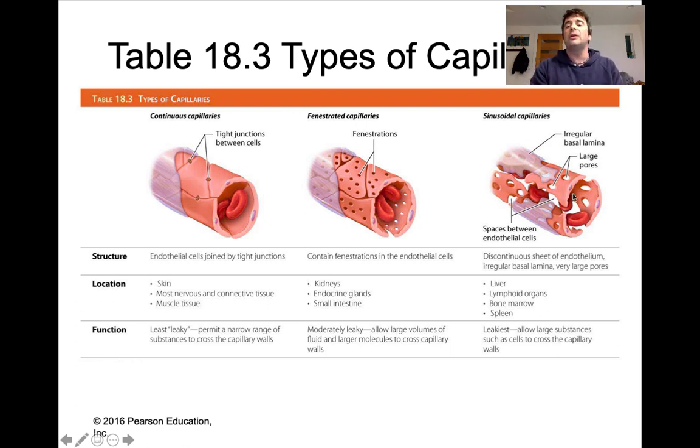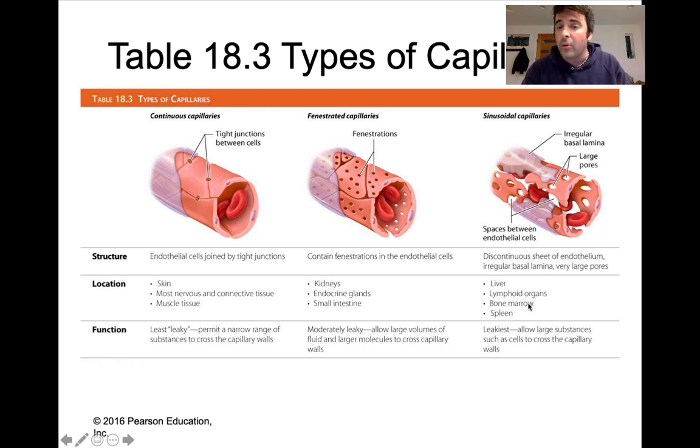Sinusoidal capillaries have gigantic holes or sinuses in them, super large pores, big spaces between the endothelial cells. And you find these wherever you need to allow cells to cross the capillary membrane. These capillary cells are too big. Sinusoidal capillaries, cells can cross.